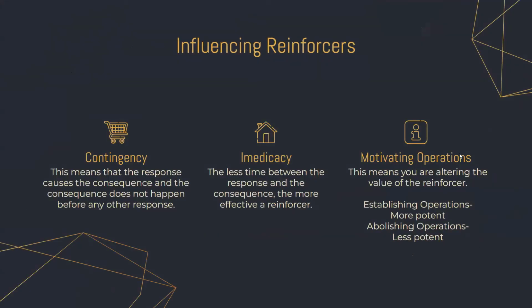And here are some ways we can influence reinforcers. There's contingency, meaning it happens all the time. The response causes the consequence, and the consequence does not happen before or for any other response. Immediacy means the lesser time between the response and the consequence. An example would be the difference between getting a gold star after you finish an assignment and a gold star after the school day. When you get the star after the assignment, you reinforce the assignment more than if you got it at the end of the school day. And there are motivating operations, which means that you're altering the value of the reinforcer. Establishing operations make it more potent, and abolishing operations make it less potent. We will go into this more on the next slides.